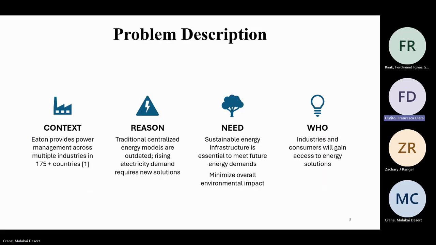Next, we have our project description. This slide will outline the problem that we're addressing. Eaton operates in power management across various industries worldwide. The challenge comes from outdated central energy models that struggle to keep up with rising electricity demand. To address this, there is a critical need for sustainable energy infrastructure that not only meets future energy demands, but also minimizes the environmental impact. Ultimately, the beneficiaries of these solutions are both industries and consumers who will gain improved access to reliable and efficient energy.